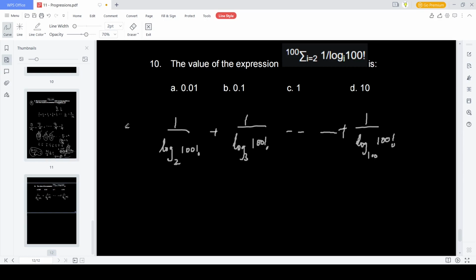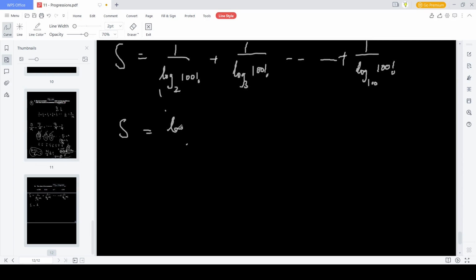By definition, this is the sum. Sum is equal to, by definition, 1 by log ab can be written as log ba. So you have to exchange these. So log 100 factorial of 2 plus log 100 factorial of 3 plus log 100 factorial of 4, so on, up to log 100 factorial of 100.